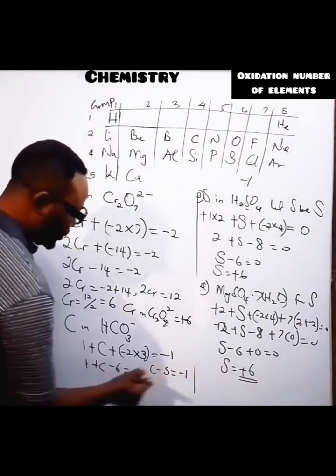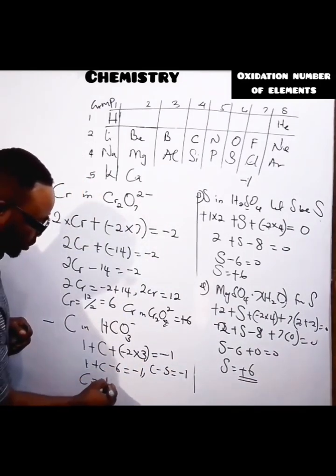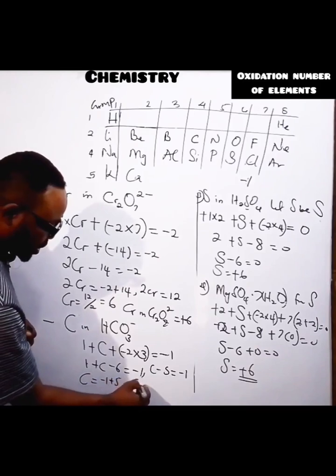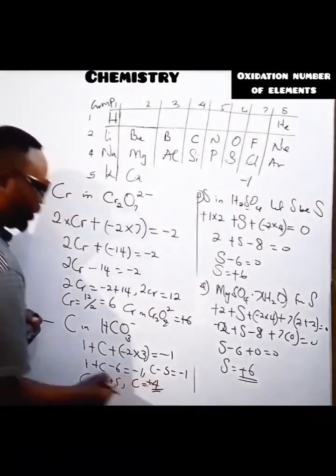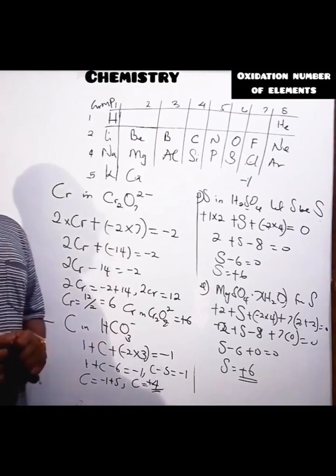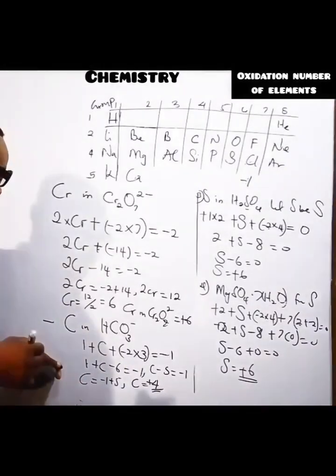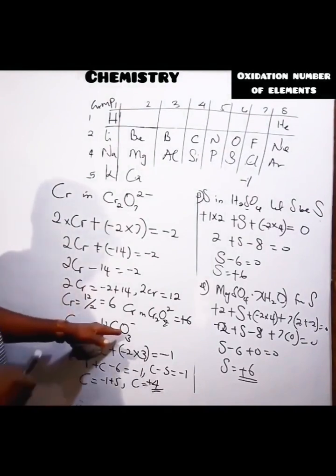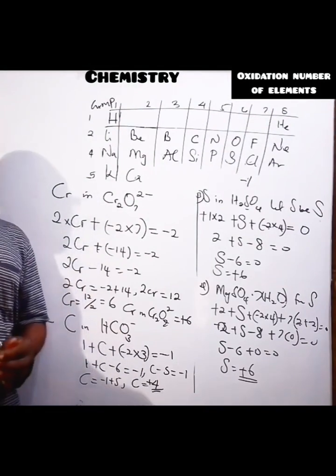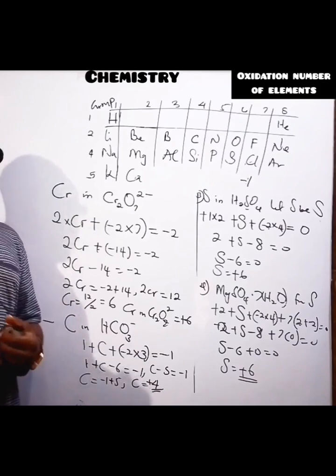So when this 5 comes in, it becomes C equal to 1 minus 1 plus 5. Therefore, C will be equal to +4. So the oxidation number of carbon in HCO3- is equal to +4.